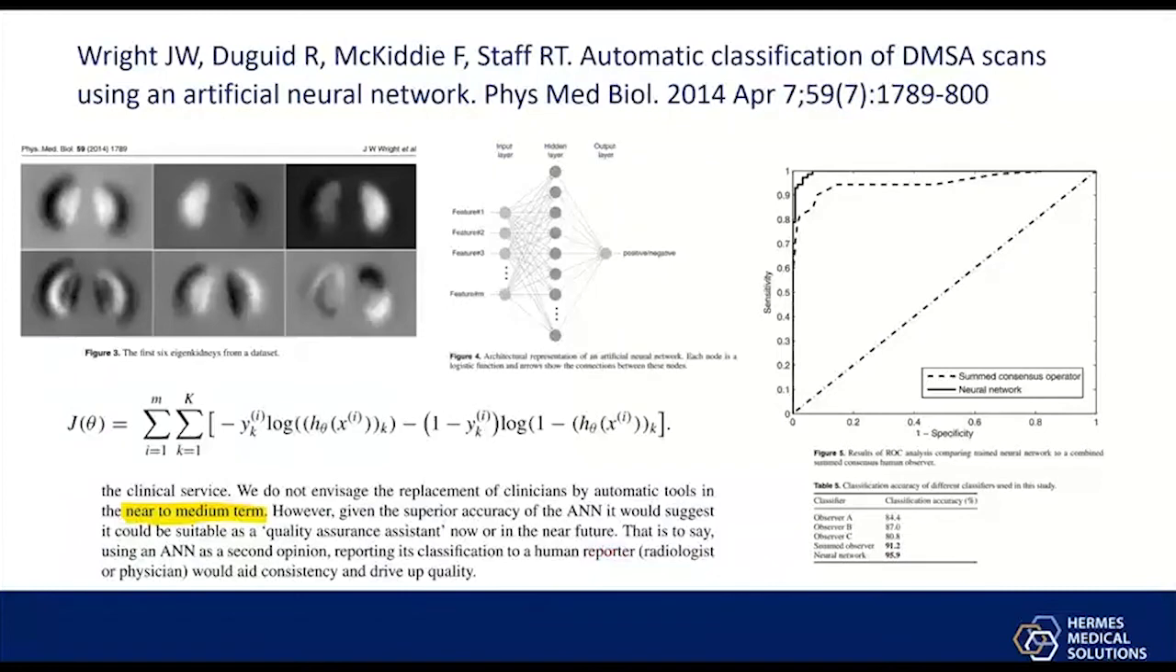So I have a little insight here into how I review these papers and what I'm looking for. I've got a really nice image here: the first 6 eigenkidneys. Didn't know that was a word, but they look really nice. We've got a nice diagram here of the artificial neural network, a really terrifying looking equation, and this very impressive ROC curve. So we've got the ROC curve here. The dashed line is the consensus human operator, and the solid line is the artificial neural network. So you can see it performs almost perfectly.